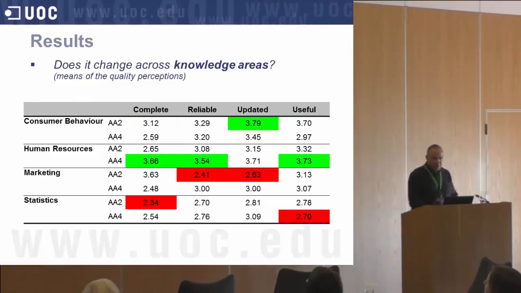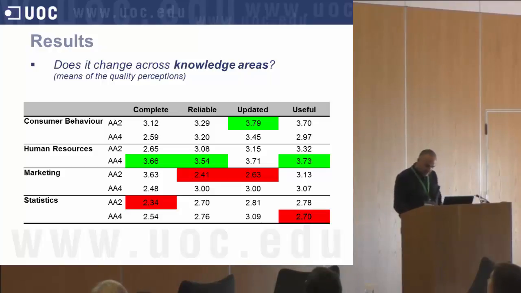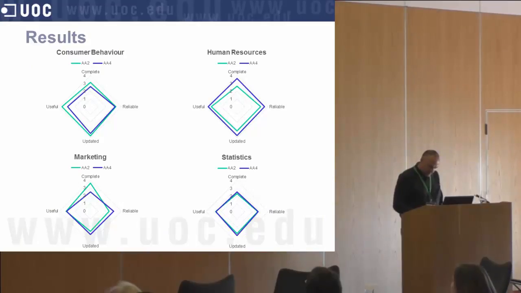This perception changes across knowledge areas. We see that there are significant differences between the consumer behavior course and human resources course, and the other 2, marketing course and statistics course, which have low values with respect to their perception about quality. We will see that although we have these differences, the final influence on the academic performance is exactly the same. So it's a kind of strange thing that there is no relationship between quality perceptions and the effect that we will get in the final marks. That is one of the most important objectives of the courses, to get good values in the final marks.